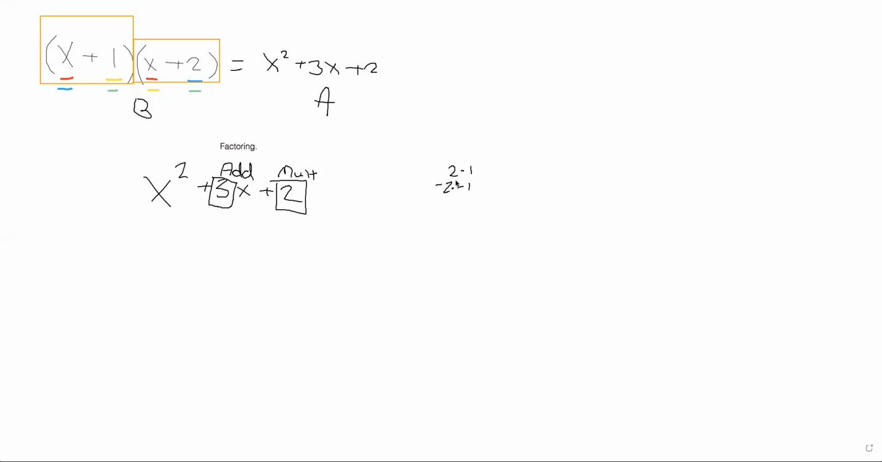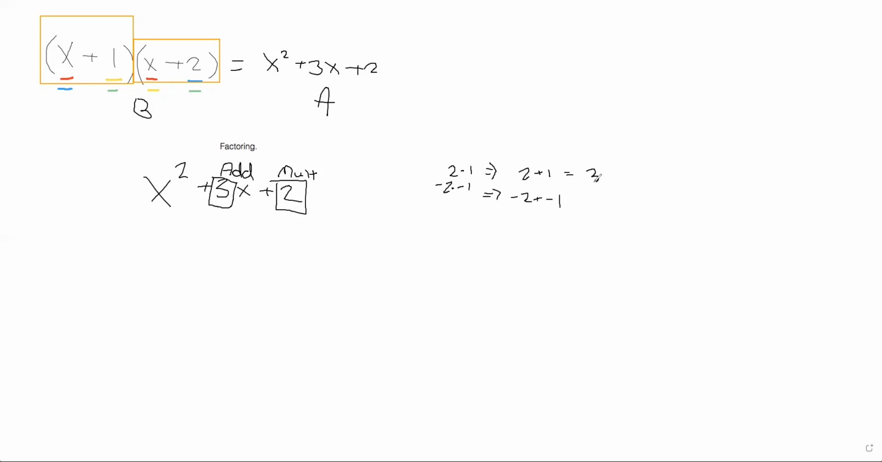So what I want to do is take each of our factor pairs, and instead of multiplying them together, I'm going to add them together. So instead of 2 times 1, I'm going to convert it into 2 plus 1. And instead of -2 times -1, I'm going to turn it into -2 plus -1.